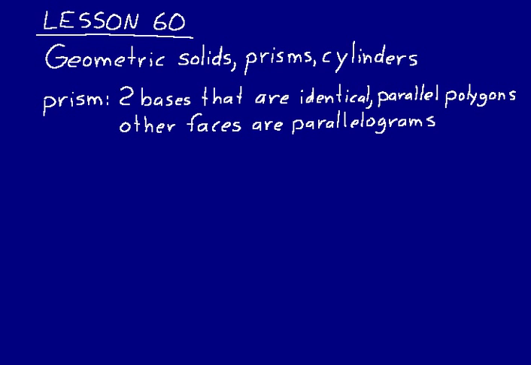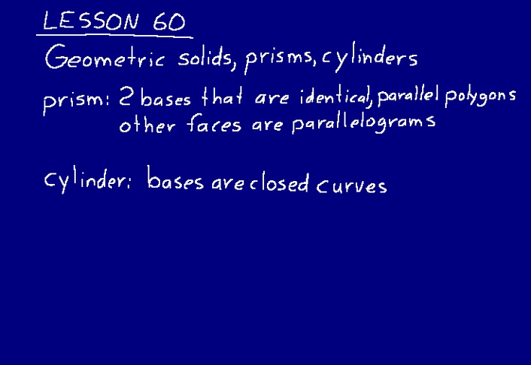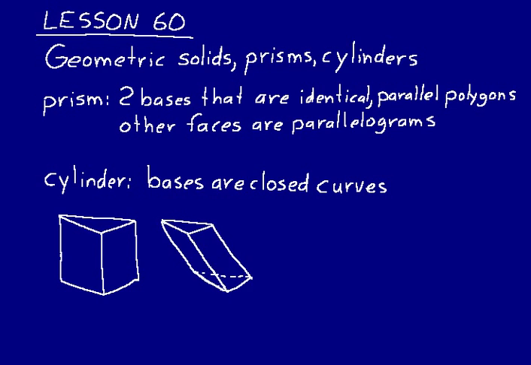A prism, the way it's defined, is that it has 2 bases that are identical parallel polygons, and then the other faces are parallelograms. Now a cylinder is real similar to a prism, except its bases are closed curves instead of polygons. So that drawing right there would be an example of a prism. That second drawing is also an example of a prism because the bases are parallel to each other and they're polygons.